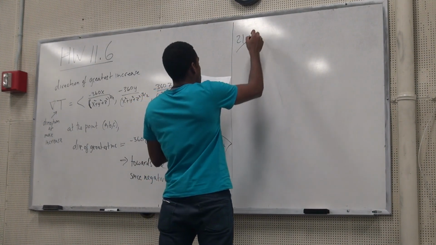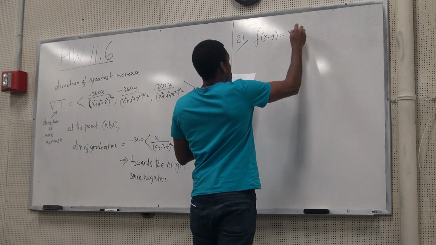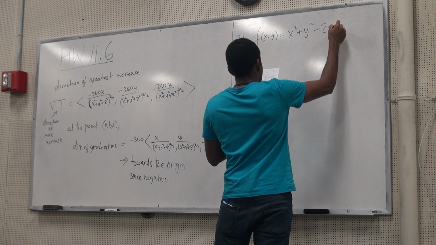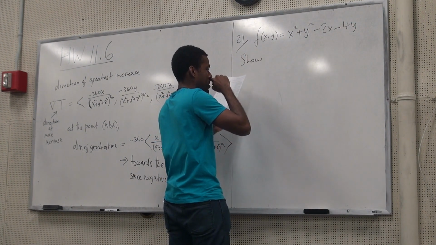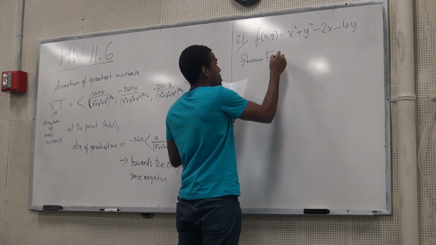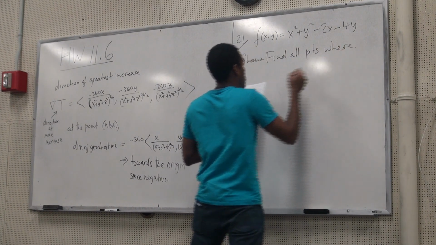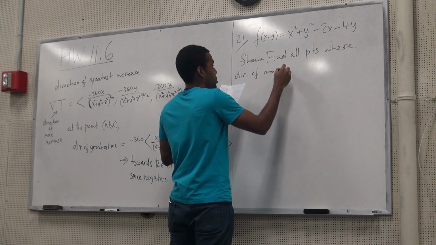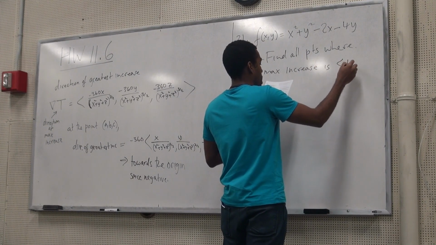So in 21, we're given a function f of x, y equals x squared plus y squared minus 2x minus 4y. Find all points where the direction of max increase is i plus j.